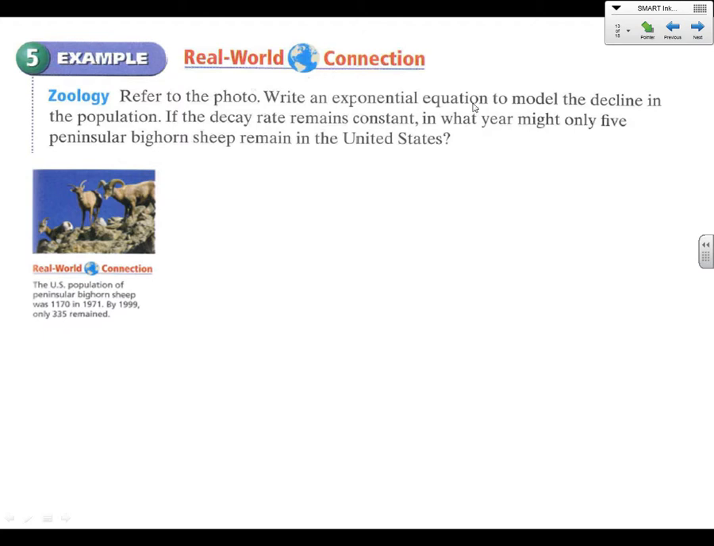So, write an exponential equation. We know how to do that. Y equals AB to the x. And if the decay rate remains constant, in what year might only 5 sheep remain? So that's where we're going to do our new stuff here. So we know we've got ourselves in 1971. I'm going to make that year 0.